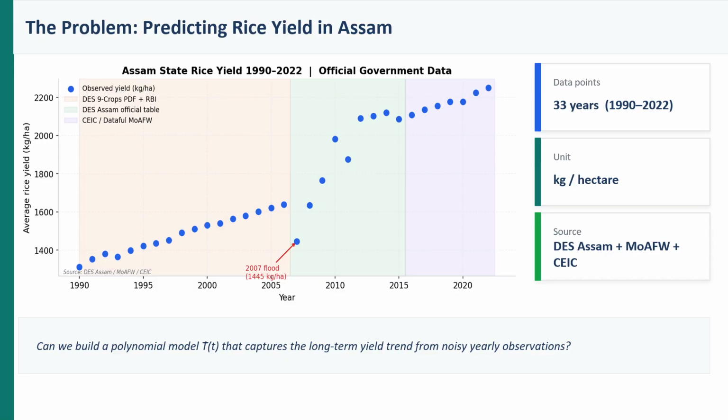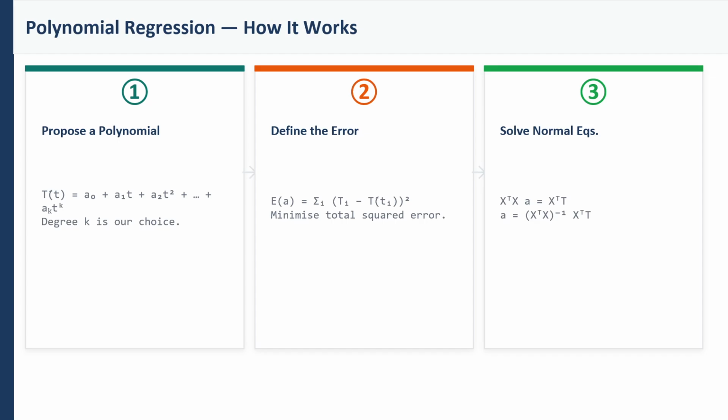allocation of budget. So our goal is to build a polynomial model T of t that captures the long-term yield trend from noisy yearly observations. As we can see, noise comes from various factors such as weather, climate, government policies, etc. So our model should not be that sensitive to noise. So let's talk about how it will work.